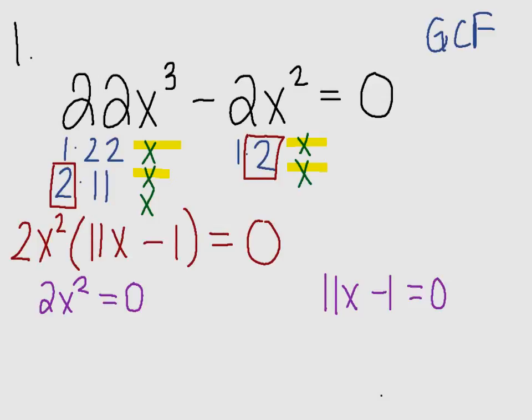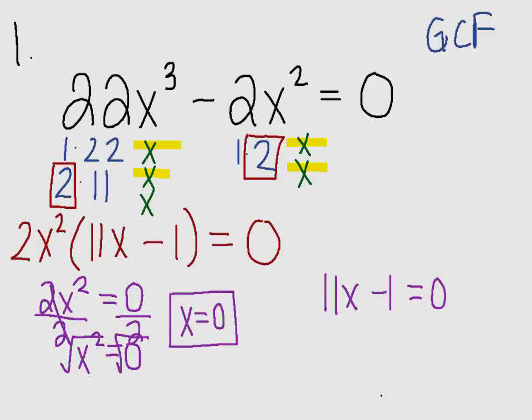Now, I need to get my variable by itself. So I'm going to divide by 2 on both sides. I get x squared equals 0. I still have that squared. I'm square rooting both sides, and I get x equals 0.